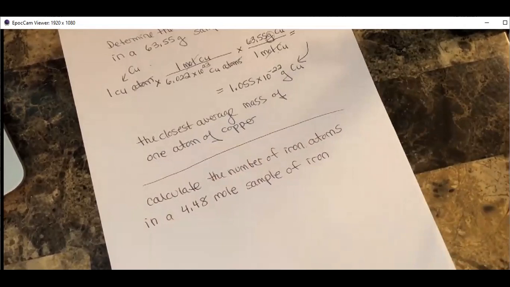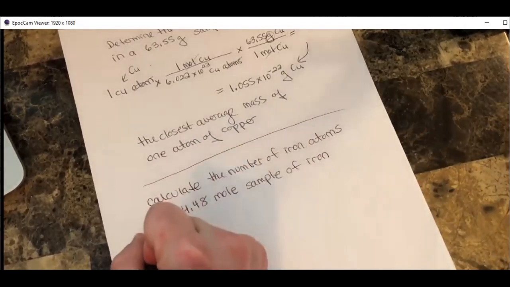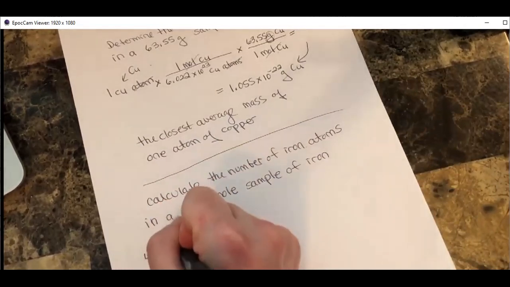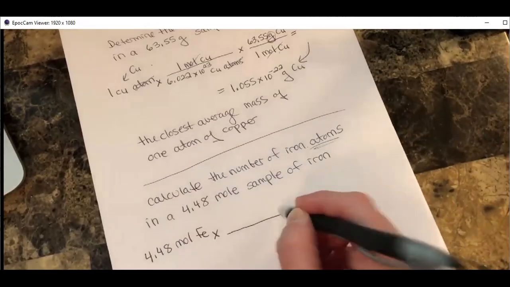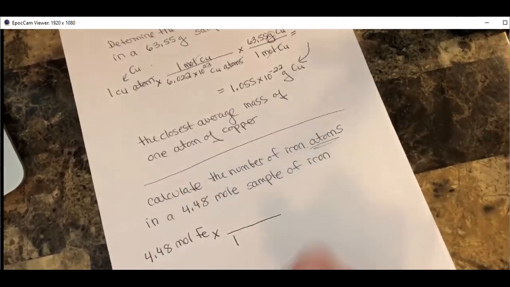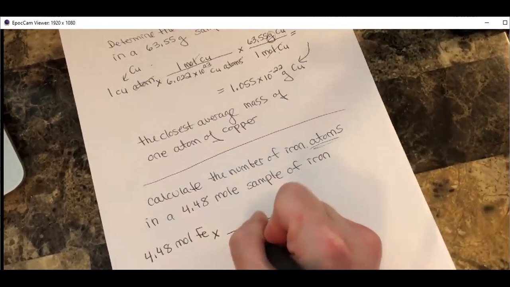Okay, let's start with what we know. So they've given us 4.48 moles of iron, right? We would like to get to atoms of iron. That's what they're looking for over here. So if we multiply, we want to put moles on the bottom so that we can get rid of moles kitty corner up here. So we're going to put 1 mole of iron.